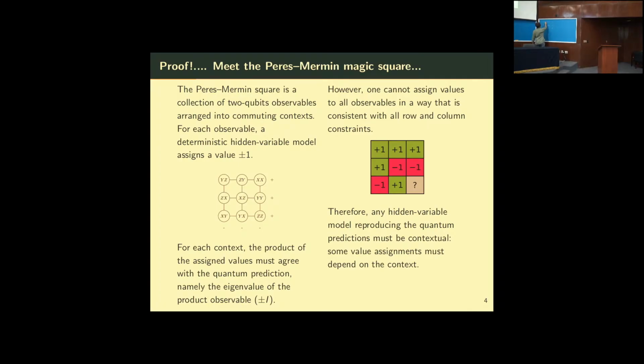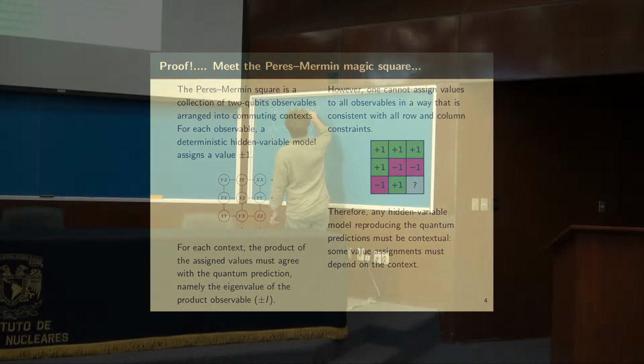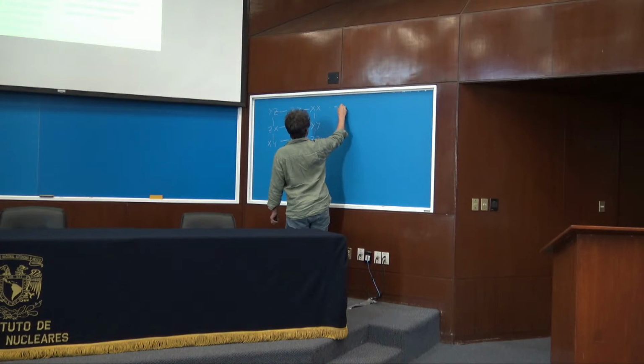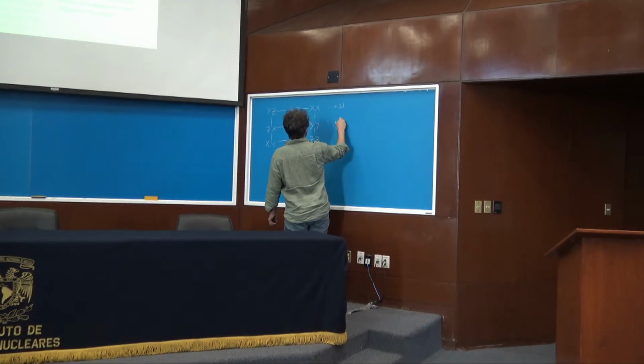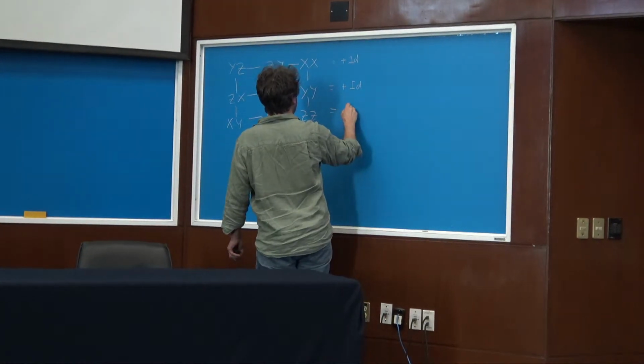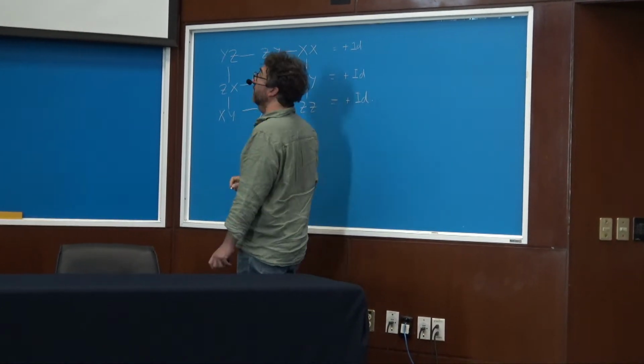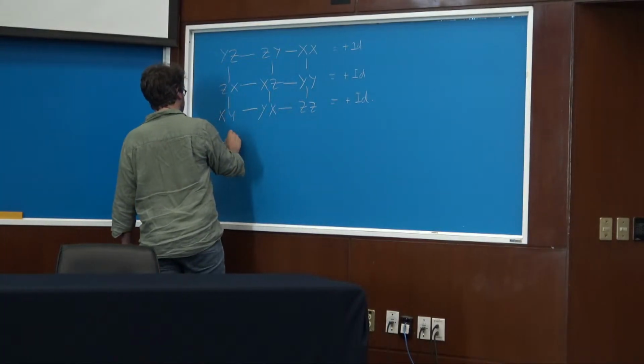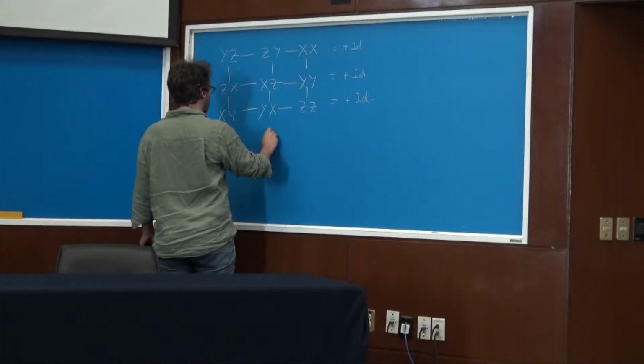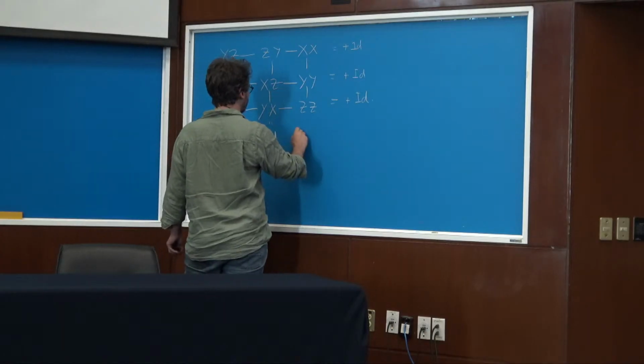And all the observables which are on the same line or column, you can check that they mutually commute. So they form a context, a set of mutually commuting 2-qubit observables. You do the calculation. You can also check that the product of these observables here will be plus identity. The product of these observables here will be plus identity. The product of the observables here will be plus identity. And here it's in fact minus identity, minus identity, minus identity.